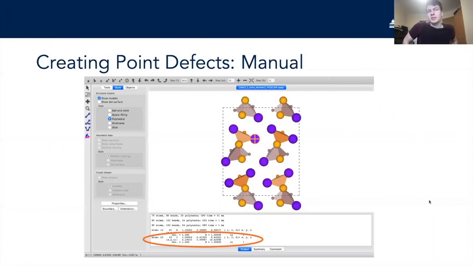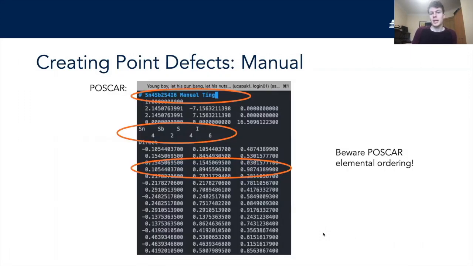Firstly, the general workflow, if you're doing the manual way, is to look at your supercell, maybe in VESTA first, or some other visualization software. Find the site at which you want to create a defect and get the fractional coordinates in the supercell of this site. You then manually edit the POSCAR with something like Vim or your favorite text editor, and you need to change a couple of things.